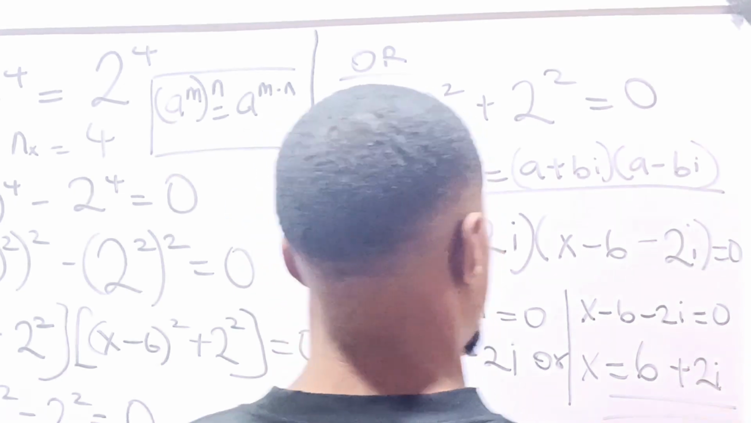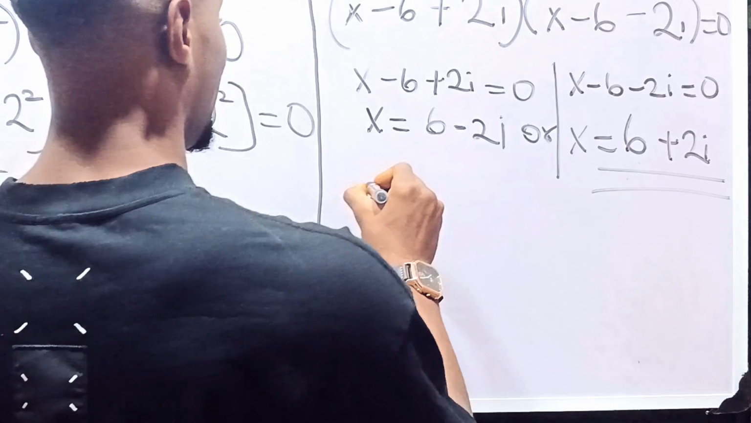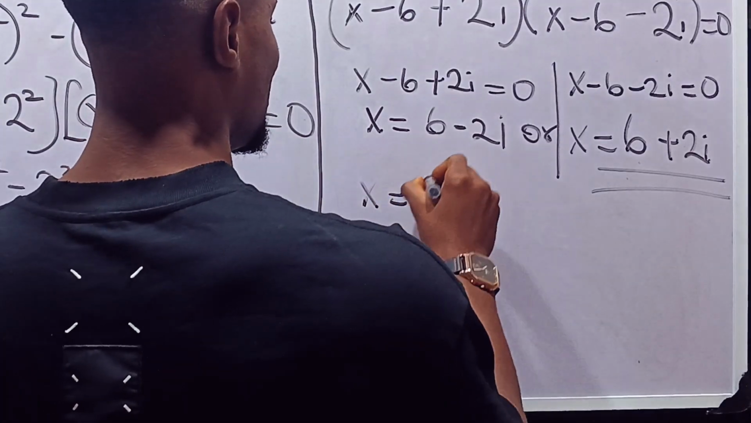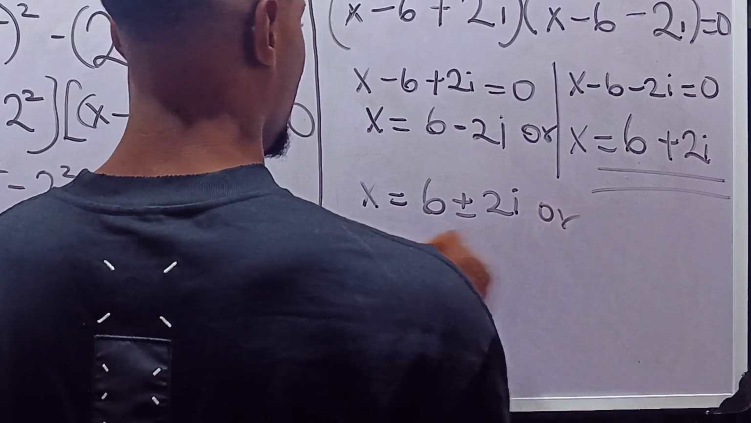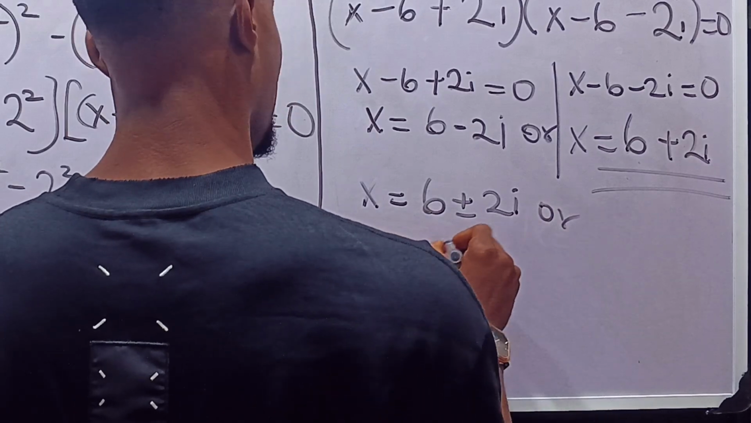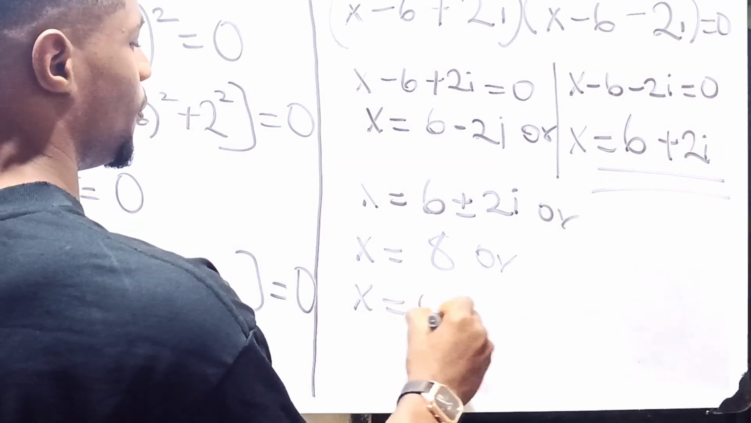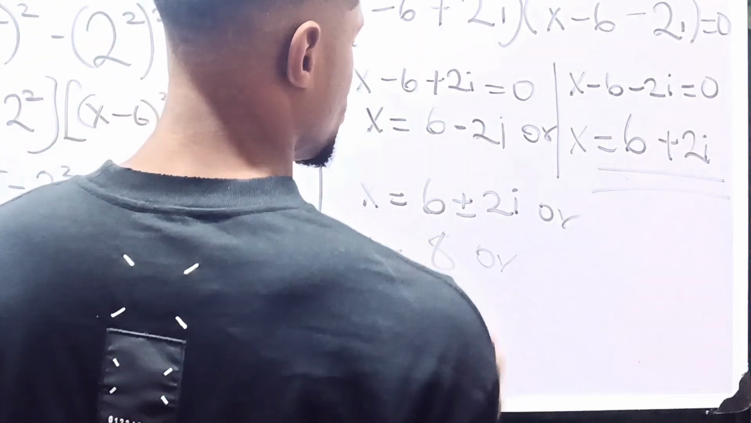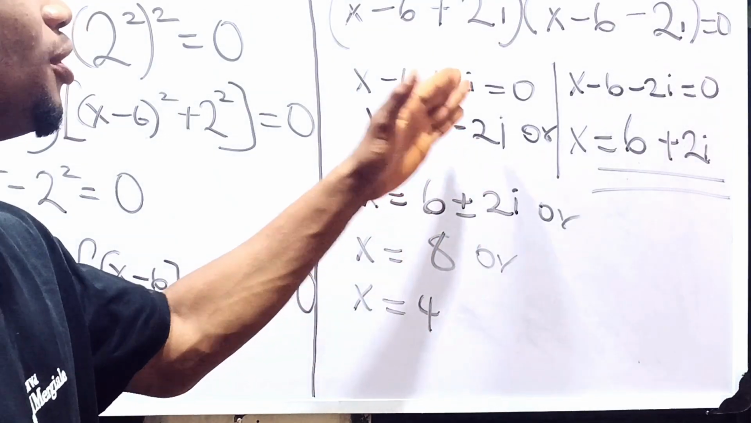Okay? So our answers for x here are x is equal to 6 plus or minus 2i, or x is equal to 8, or x is equal to 4. So these are the 4 answers for x in this given question.